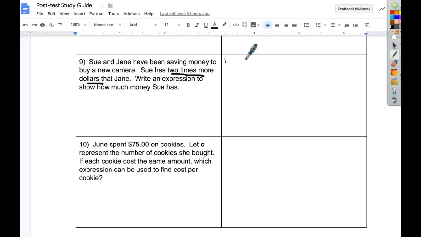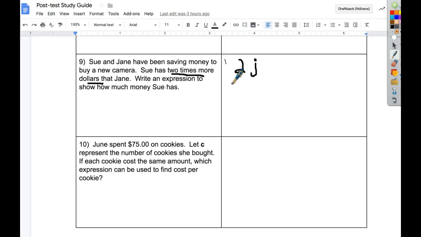Ready? Go. So we have 2 people, Sue and Jane. And we know that Sue has 2 times more dollars than Jane. So we're going to write an expression to show how much money Sue has. Well, her amount is 2 times more than Jane's dollars. Her dollars are twice Jane's. So I'm going to put 2 times J.